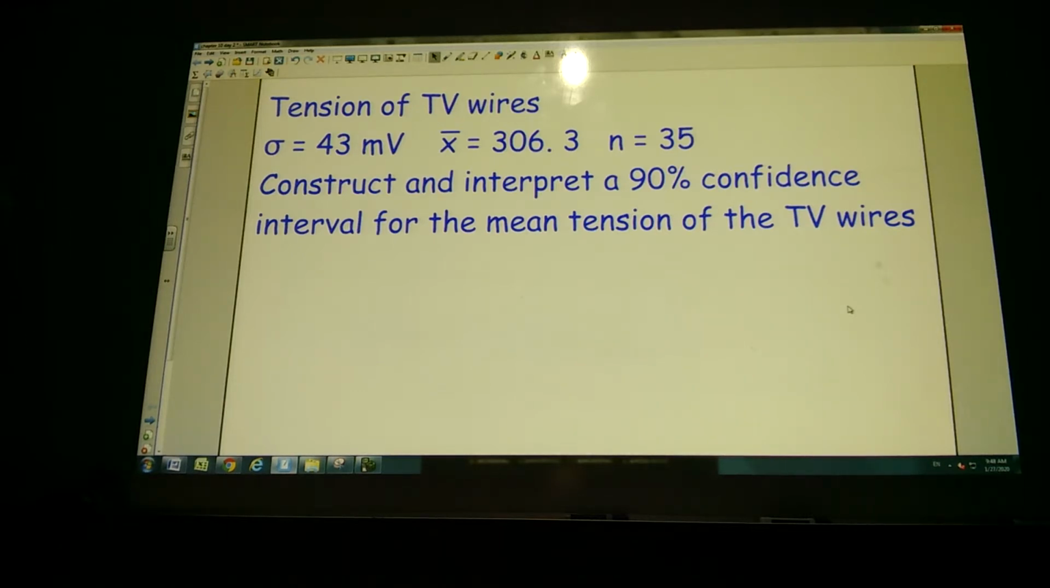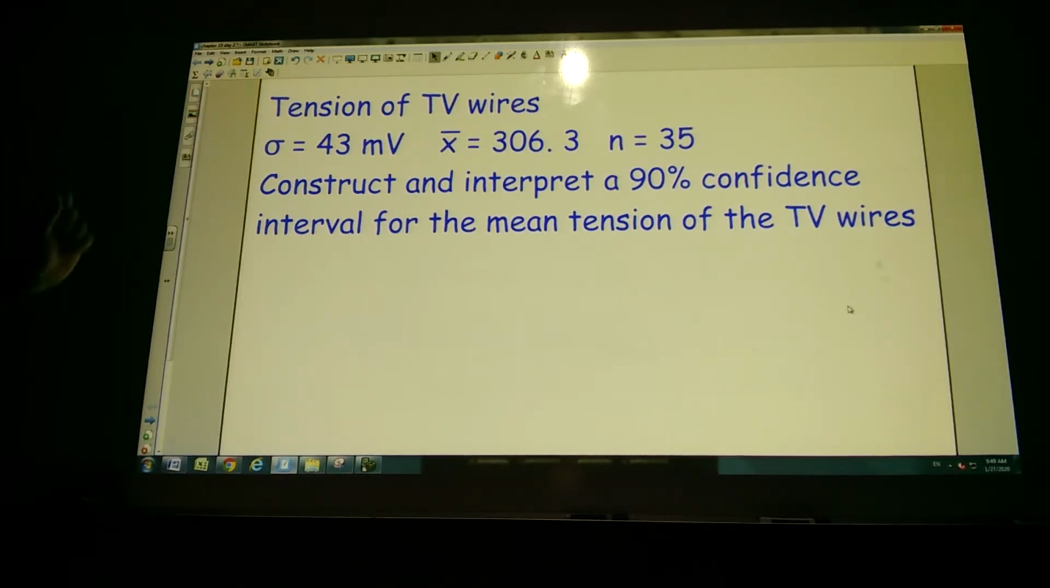There's a company that makes TV wires, and they're supposed to be a certain tension. They know that the population standard deviation is 43 millivolts, sorry. Now, this is not going to happen often where we know the population standard deviation. This is just going to be for today. So this is going to change, but all the other parts will stay the same.